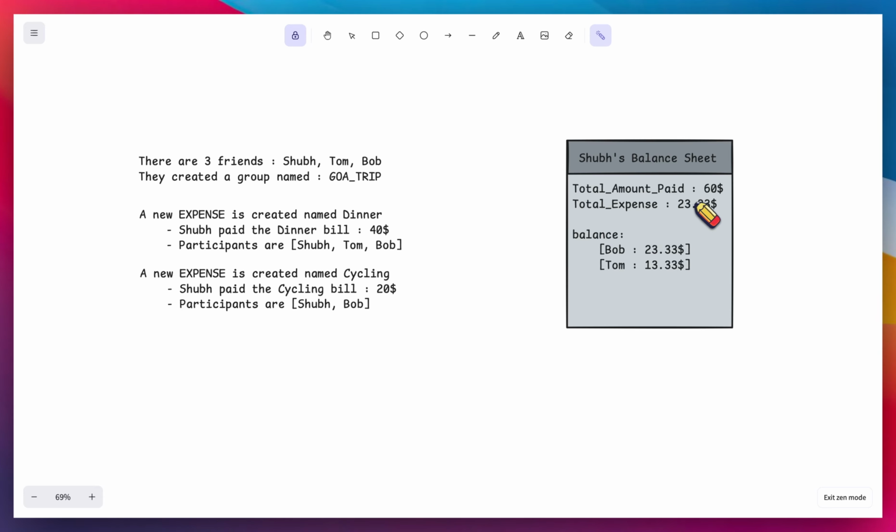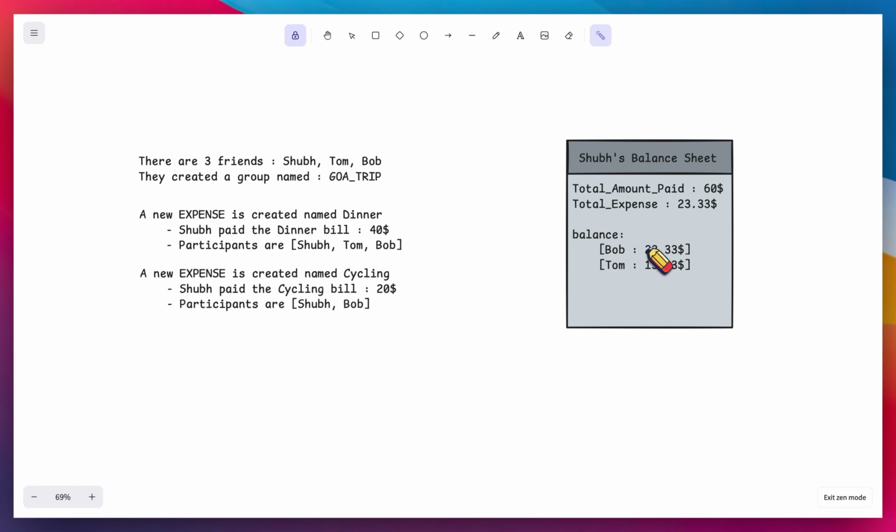That is, the total amount paid by me since this group was created is $60. 40 plus 20 is 60. But out of that, the total expense was $23.3. It means that this is what I should have paid for myself, but I have paid extra. Now all those extra balances are stored in this balance hash map, wherein the key would be the user and the value would be the amount, and this amount can be positive or negative.